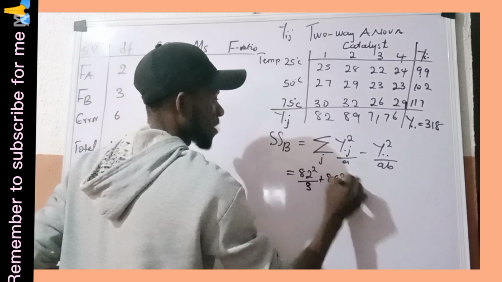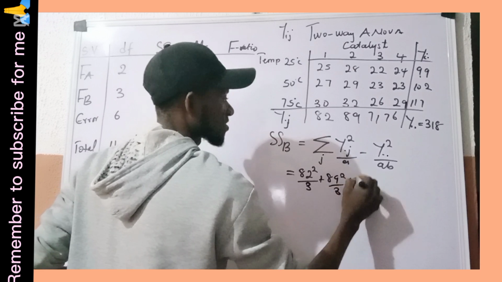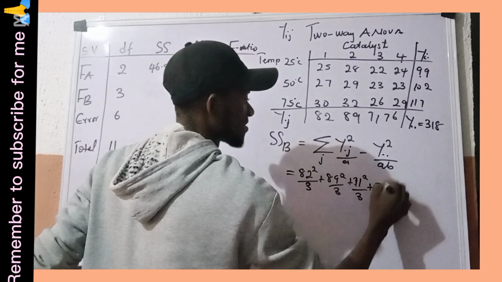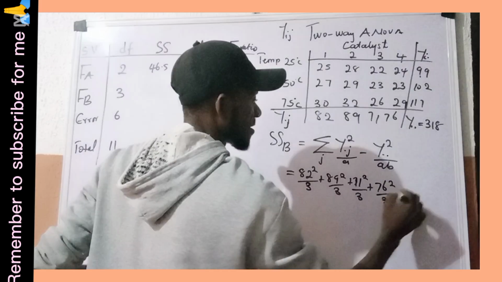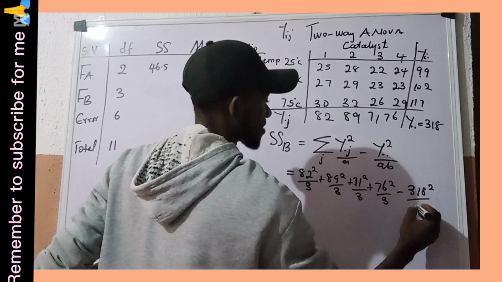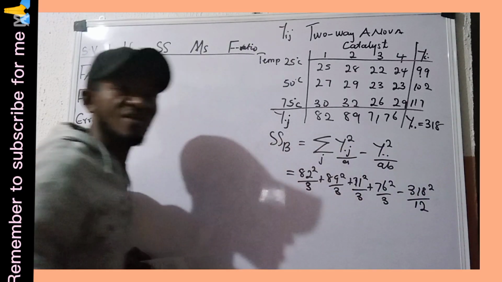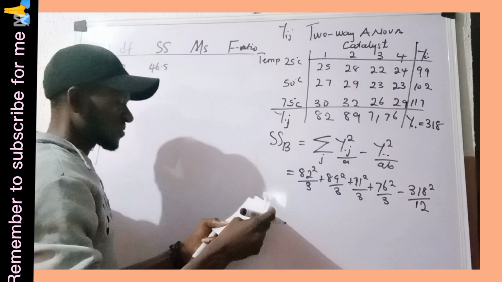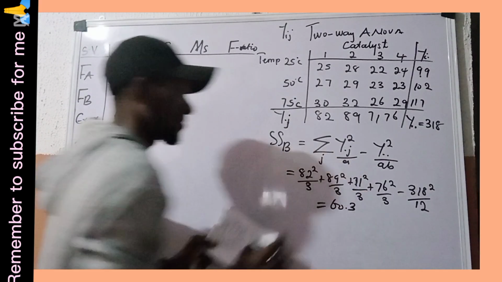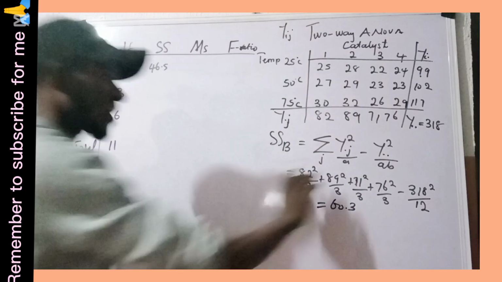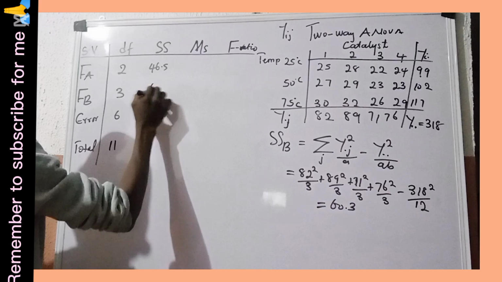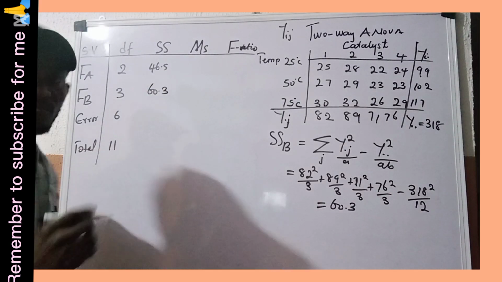Here it becomes 89 squared all over 3, plus 71 all squared all over 3, plus 76 all squared all over 3, minus 318 all squared all over 3 times 4, which is 12. And if you evaluate all of these things, what they gave it to be is 60.3. So here is our 60.3. You can cross-check this because you already know what we are doing. So I'll quickly come here and write 60.3.